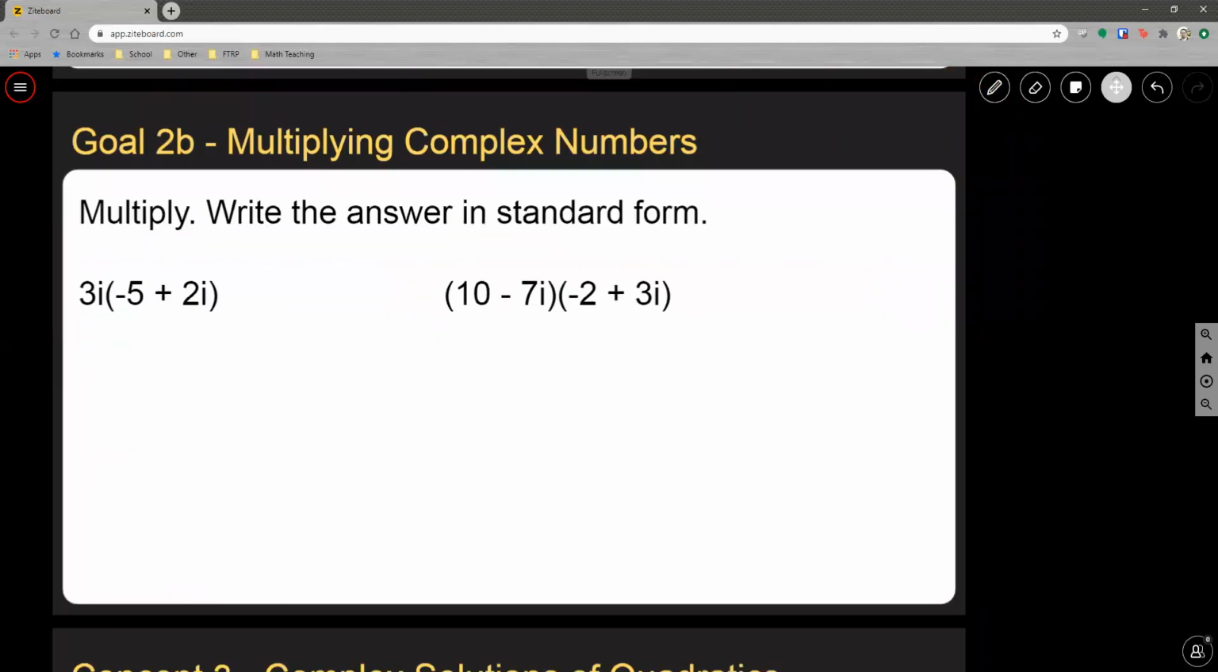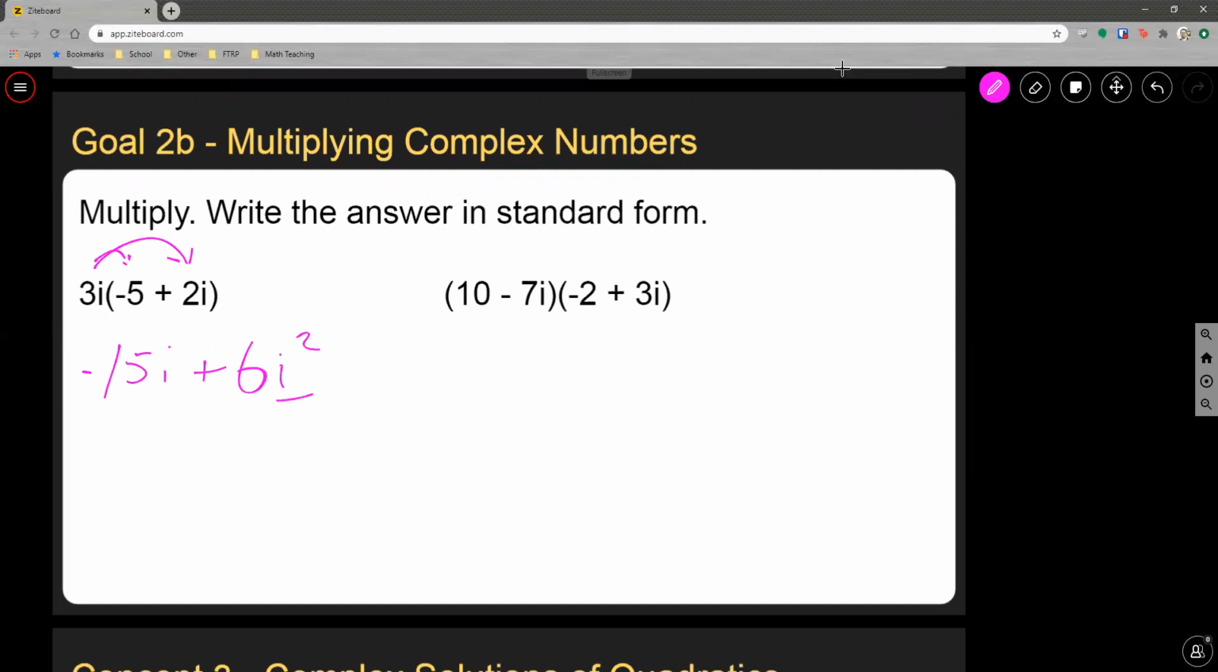All right, next up, multiplying. Same principles hold here. It's still not bad. We're either going to distribute like in the first one, or we're going to use the FOIL method. This first one, I'm just distributing 3i into the parentheses. So 3i times negative 5 gives me negative 15i. That's easy. And then the second part is going to be 3i times 2i. Well, that's going to give me plus 6. 3 times 2 is 6. i times i, though, is going to give me i squared.